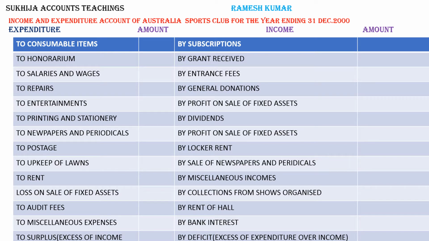Income and expenditure account of Australia Sports Club for the year ending 31st December 2000. Expenditure amount, income amount. On expenditure side, to consumable items. Consumable means items which we have used, like stationery or any other item.